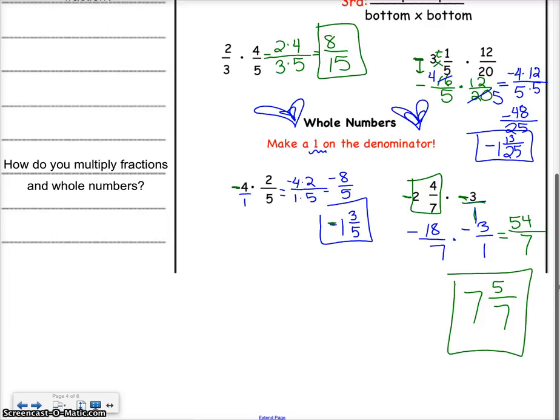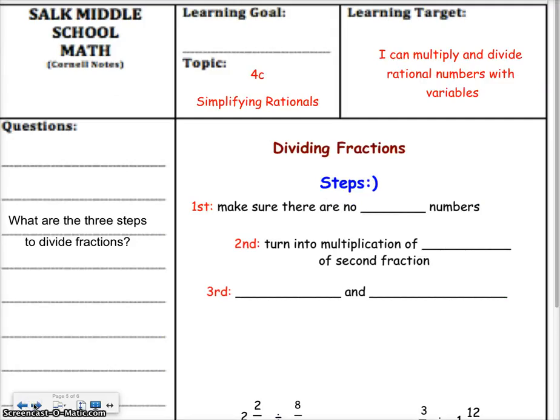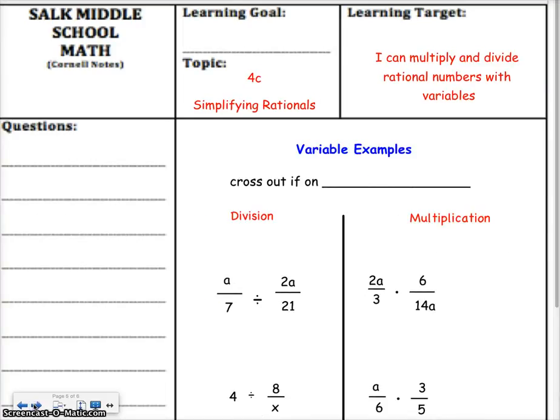All right, so that's the first part. This next page, this is tomorrow's learning target. We're going to be able to divide. The last part of this page is throwing variables in here. And all we're dealing with today is multiplying rationals with variables. So we're not doing that left-hand column.